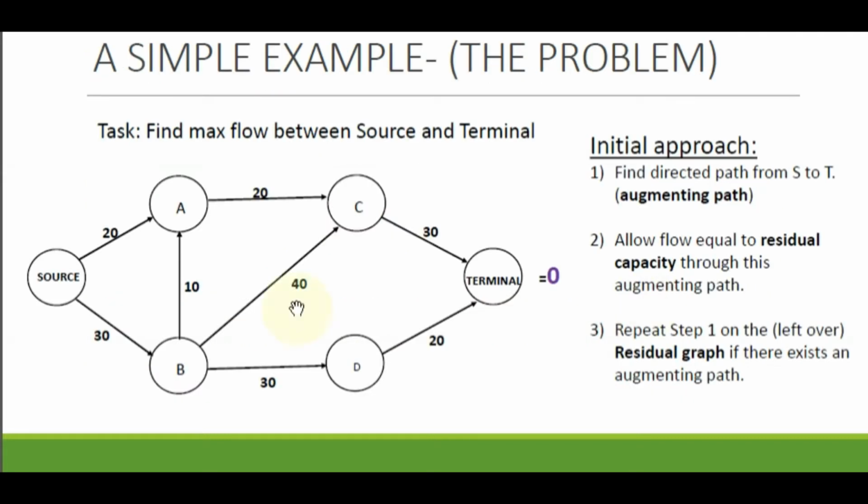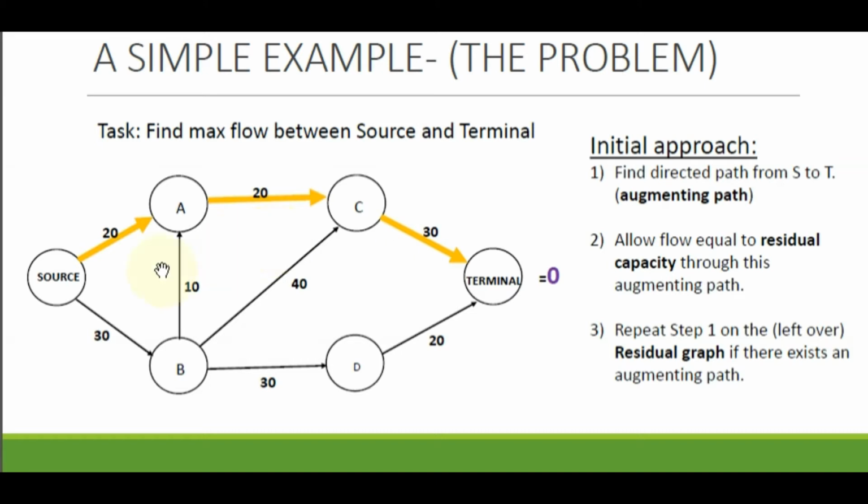Our goal is to find a maximum flow between the source and the terminal. So how would one calculate the maximum flow for this graph? Well, the first thing that comes to my mind is to choose a path from the source to terminal and allow flow through it, and repeat this until I can push no more flow. So let's try this and see what happens and what problems we face.